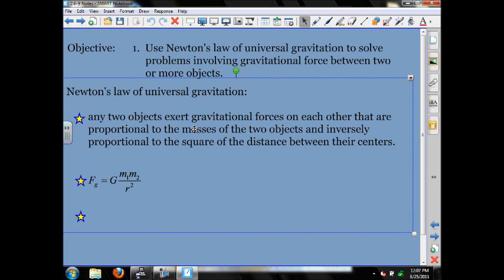Since we are going to be dealing with some problems, it might not be a bad idea on your graphing calculator to store 6.67 times 10 to the negative 11 as G. That way you don't have to type it in all the time. You can just type in G unless you reset the memory or your battery completely dies.